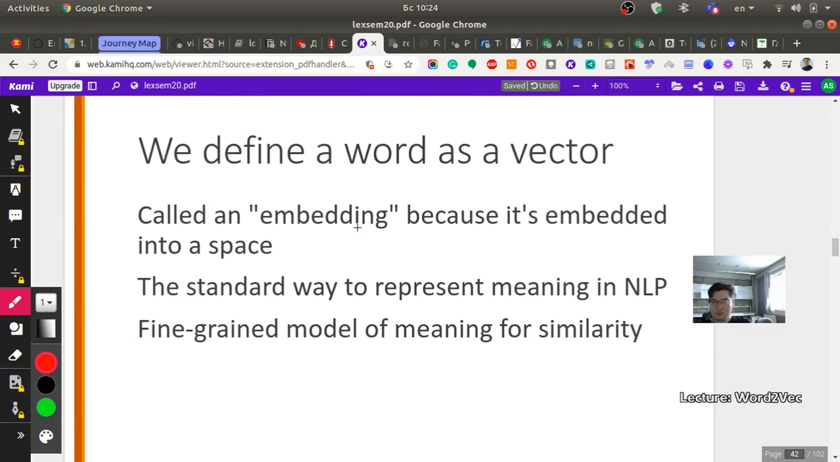We define a word as a vector, called an embedding, because it's embedded in space. It is the standard way to represent meaning in NLP.